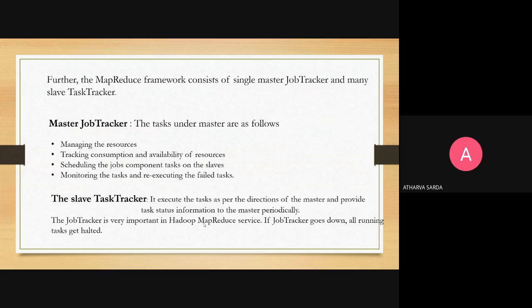The slave task tracker executes the tasks as per the directions of the master and provides task status information to the master periodically. The job tracker is very important in the Hadoop MapReduce service. If the job tracker goes down, all running tasks get halted. So we can say that it is the most important part, and if it crashes, Hadoop doesn't work at all.